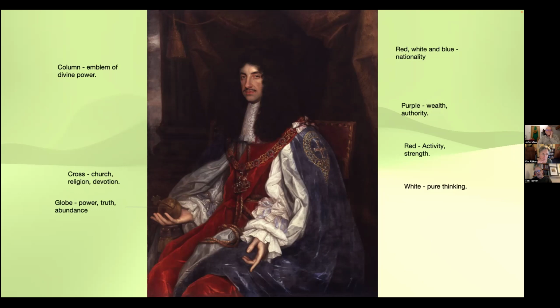And then the colours are symbolic as well. So purple is often a colour that's associated with royalty and wealth and status. Red is about activity and being virile and strength. And white is usually pure thinking. And then he's painted in red, white, and blue, which even at this time was associated with being British. So even though I wouldn't necessarily share that with the children, I think it's worth being aware of that. And one of the things I say is, what do you notice?